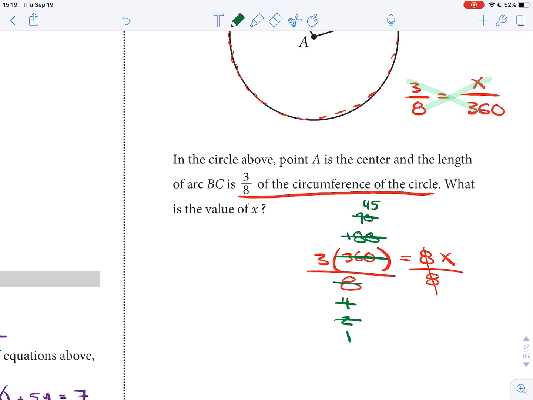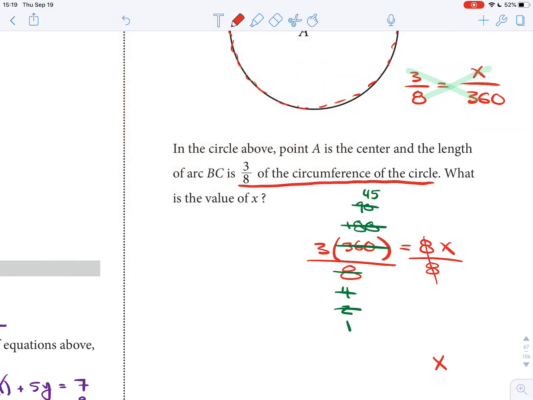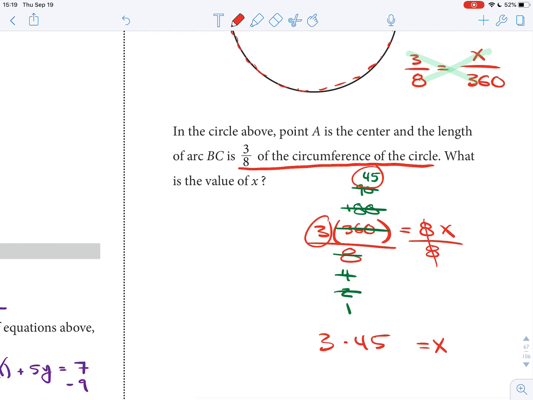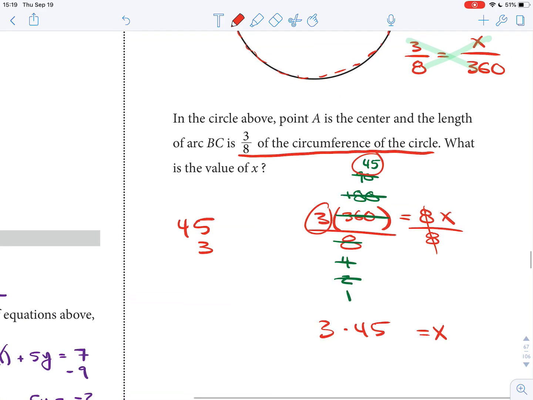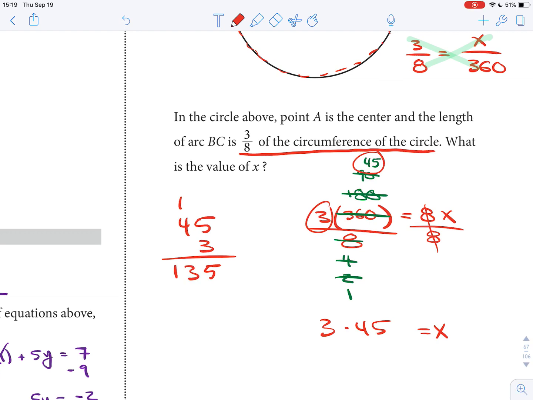So x really is just equal to 3 times 45. That's a little easier. Again, if you have to do it longhand, not a problem. If you wanted to do long division, that's also not a problem from the beginning. That's 15: 3 times 5, carry the 1, and then 3 times 4 is 12, and that's 13, so that's 135. So x equals 135, and you are done.